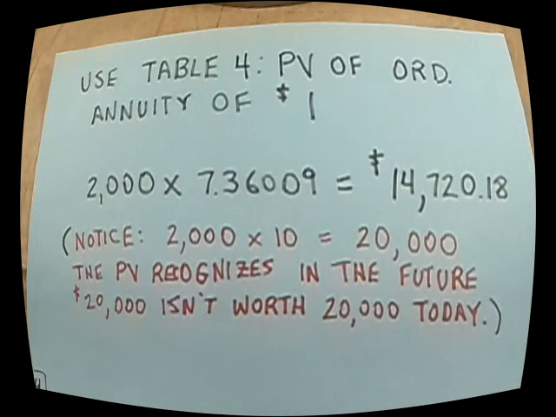And the notice I have for you in red here is that 2,000 times 10 would have been 20,000. So this present value computation acknowledges that the future value of the 20,000 isn't worth the 20,000 today. It's worth something less.